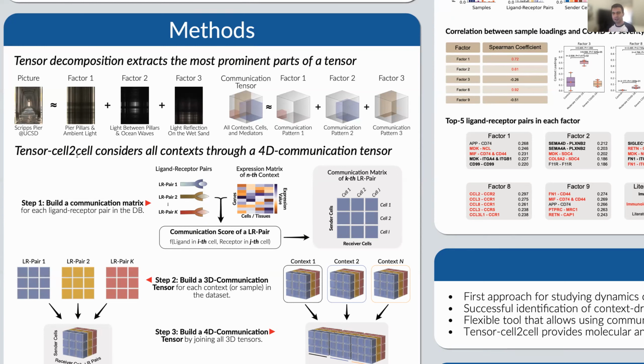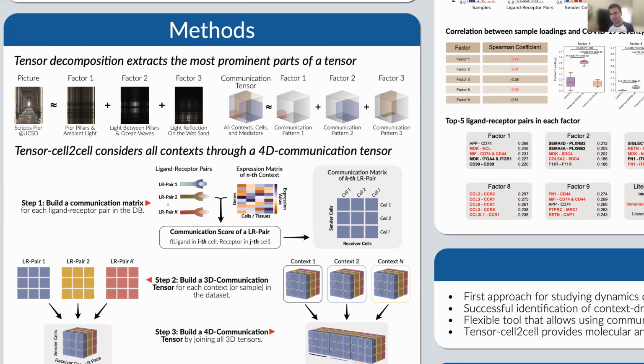So when we run tensor decomposition of this tensor, what we're trying to do is to extract and summarize the original tensor into a compressed tensor that corresponds, in this case, to the sum of multiple factors, and each factor would represent the most prominent parts of the original tensor. In this case of the picture, we can extract, for example, the pillars in this sphere, some intensities related to the light at different locations of the picture, and some reflection of light on the water, for example.